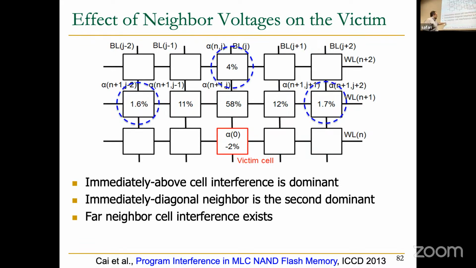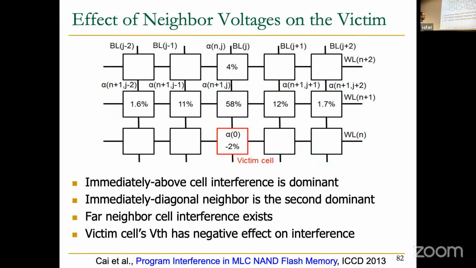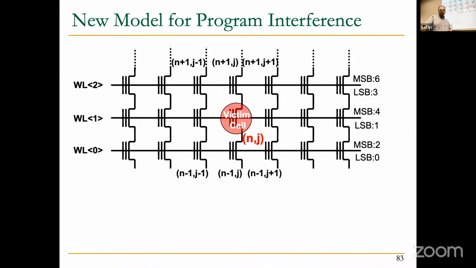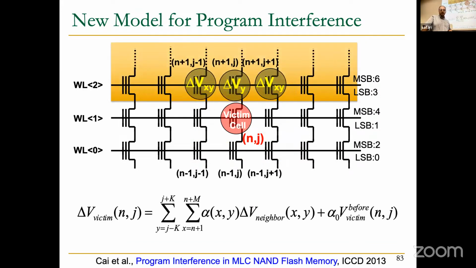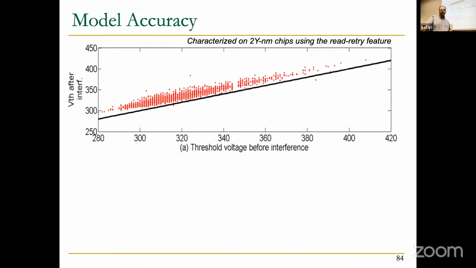Far neighbor cell interference also exists. And the victim cell's threshold voltage has a negative effect on interference, which means that when the threshold voltage of the victim cell is high, like in the highest state, the effect of interference on it is lower. That's also part of our observation. So we use this model for interference, and then we learn these alpha values.